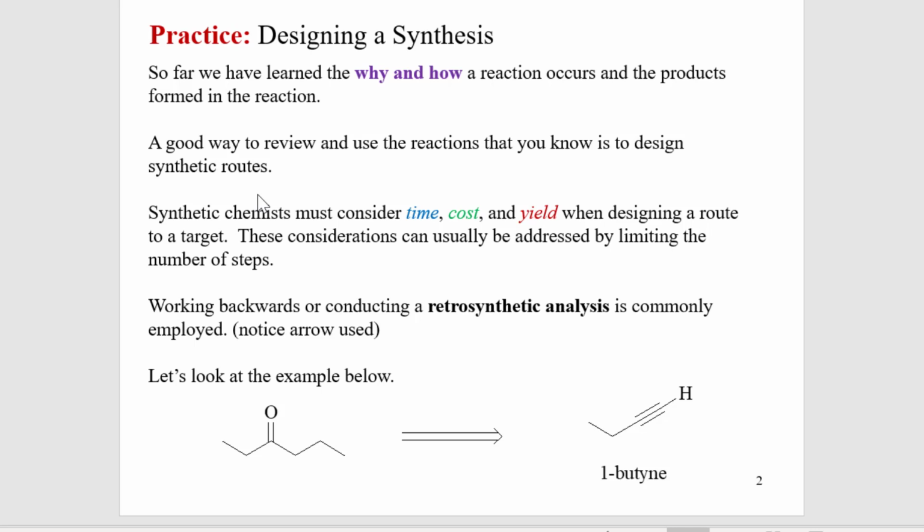So what goes into a synthesis? I like to think of it as the three pillars of design, and that's time, cost, and yield. I've had my own experiences where I wanted to run a reaction, and I went to the literature to see how other people had run a similar reaction, and the best I could find was that this thing would take 3 days to complete. 3 days.